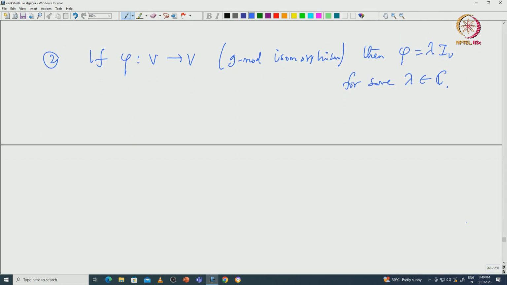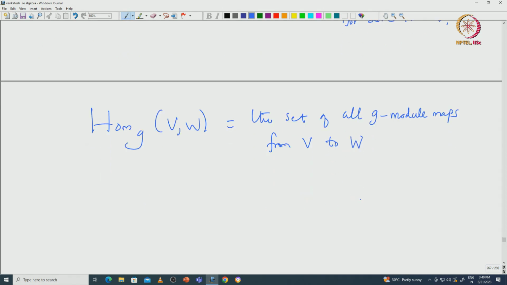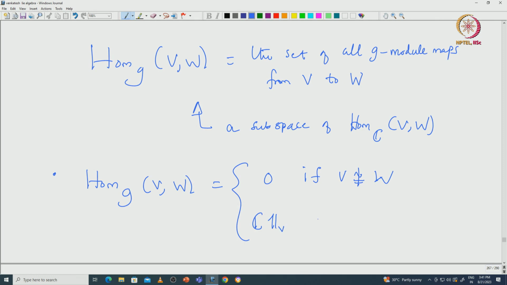So, if you write it in terms of Hom, we can denote this Hom_G(V, W). It is a subspace of Hom(V, W), which is defined to be the set of all G module maps from V to W. So, it is not hard to see this is actually a subspace of Hom(V, W), which is all linear maps from V to W. Okay. So, in terms of this Hom_G(V, W), Schur's lemma can be read as follows. Hom_G(V, W) is trivial if V is not isomorphic to W, or otherwise it is just scalar times identity if V equals W.